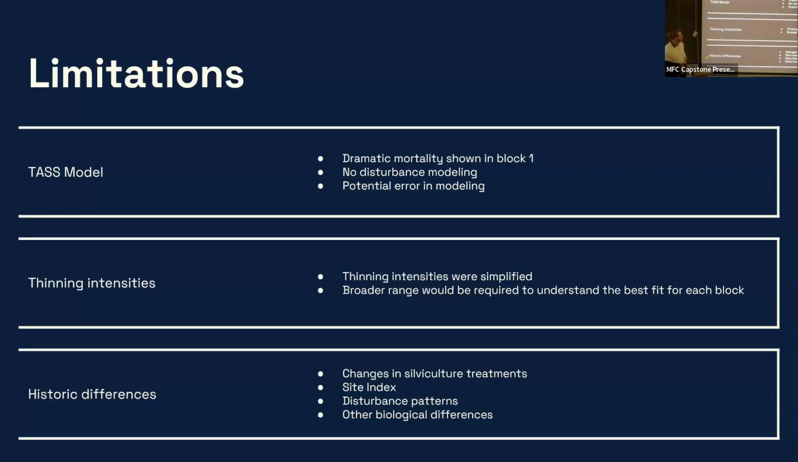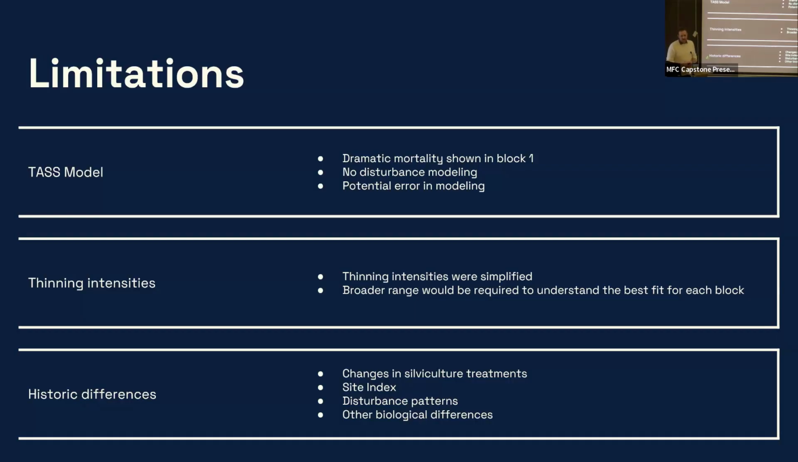Now, looking at some of the limitations, again, the TASS model, there's some limitations with mortality showing in block 1, where it all accumulated in 1 year. This adds some degree of variation in my modeling. I didn't account for natural disturbances. Lodgepole pine is largely disturbed by fire and pine beetle, and I didn't really account for these stochastic disturbances.